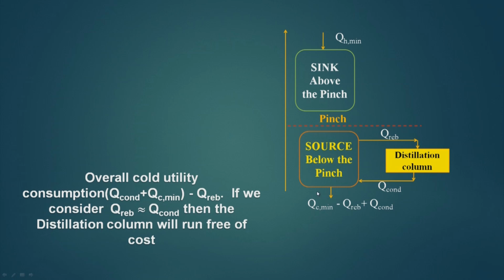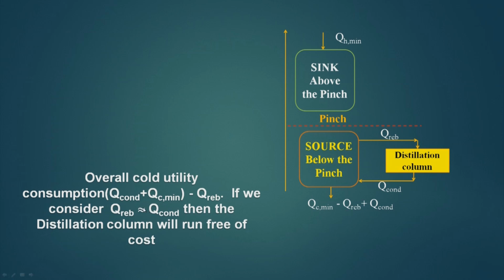So, my cooling requirement will be QC minimum minus Q reboiler plus Q condenser. However, at the same time my QH minimum will remain unaltered, because I am not changing the thermal balance here and it is in thermal balance. So, my cold utility requirement is now this. The overall cold utility consumption is Q condenser plus QC minimum minus Q reboiler.